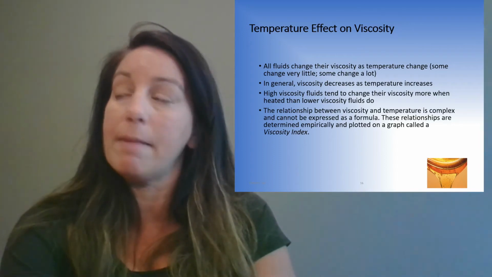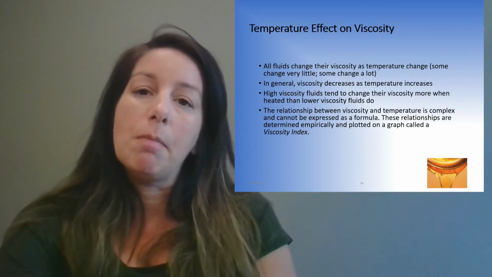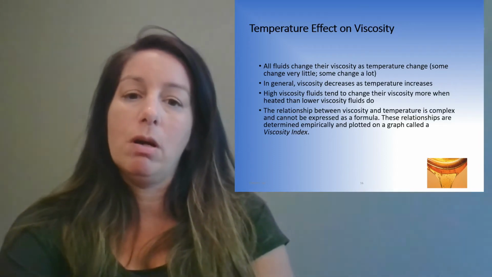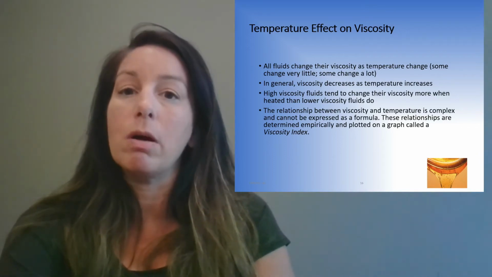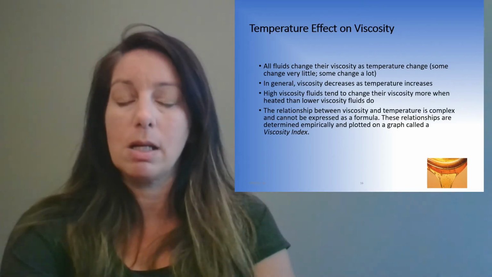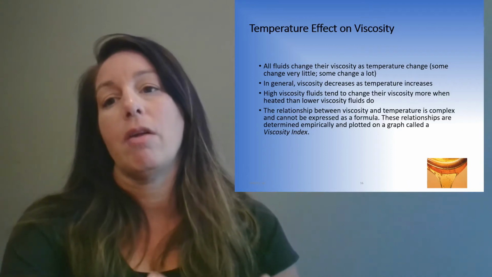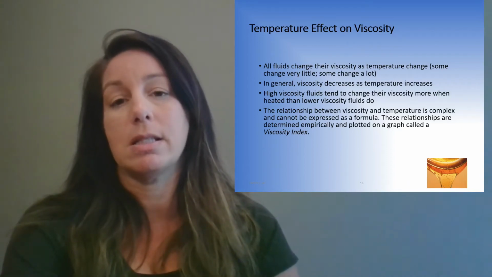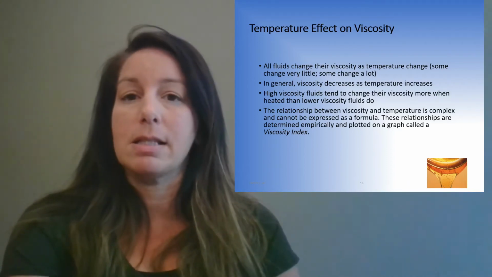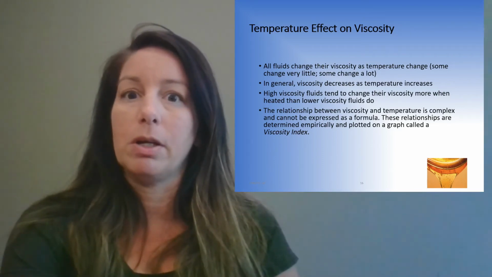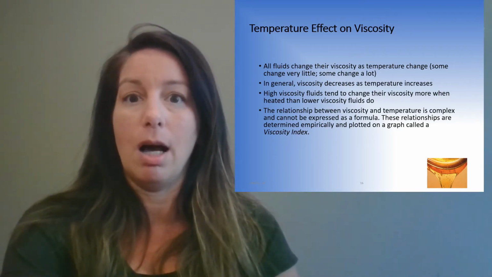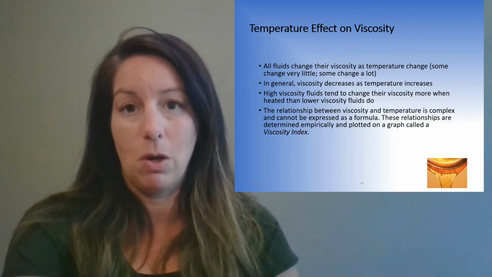So we can take that same blob of honey that we were looking at before, and as you lower the temperature, as it gets colder, it's going to not flow as much. It's going to be more resistant to shear stress. As it gets hotter, you know, you put your honey in your tea, it gets hot and it just flows like crazy, right?